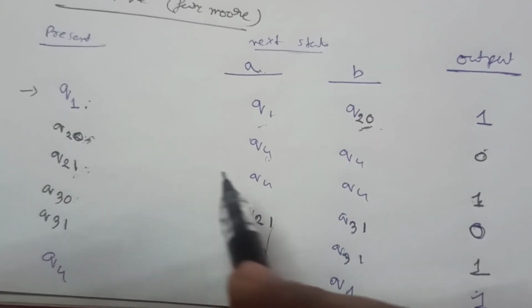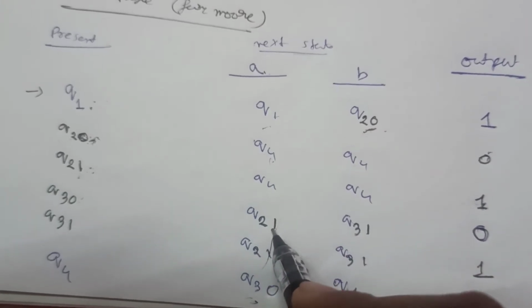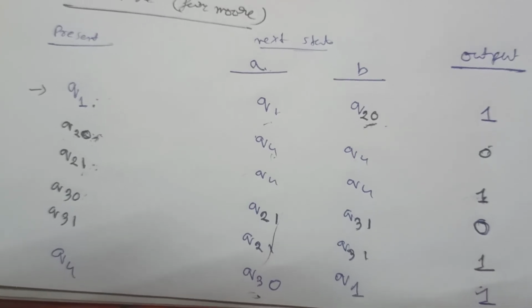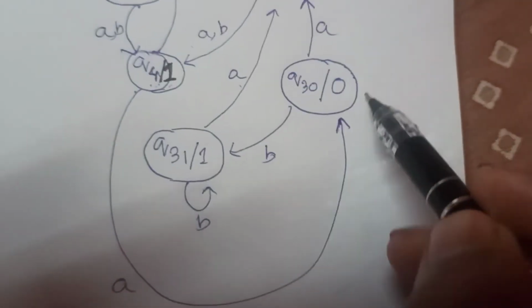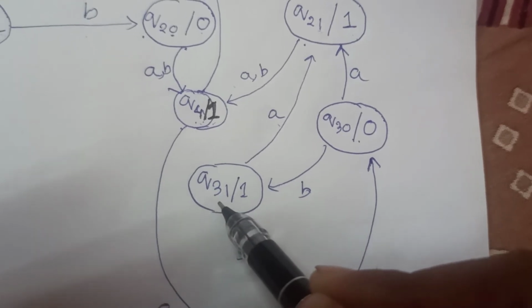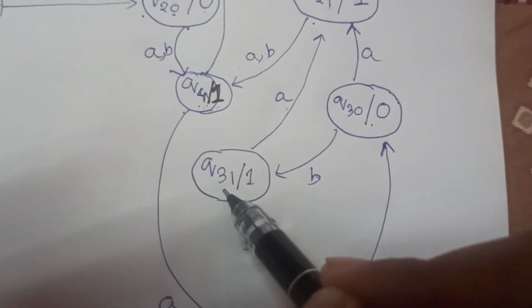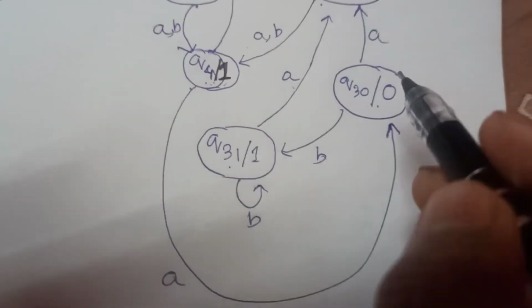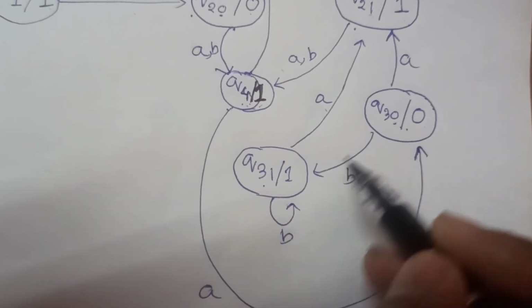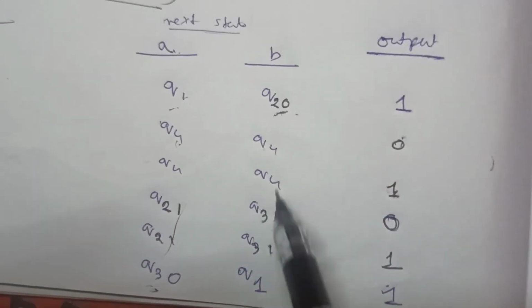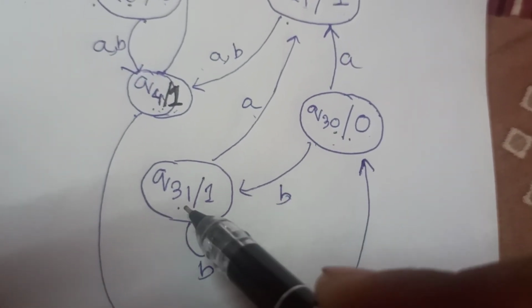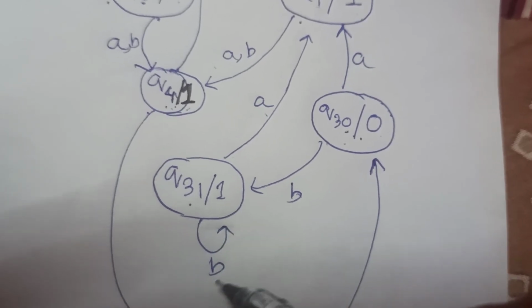So q30, for a, will go to q21. Q30 and q31 both will go to q21. So I have written here two states, q30 and q31, and both will go to q21 for input symbol a. The outputs are according to this, 0 for 0, 1 for 1. And they both go to q31 for input symbol b.